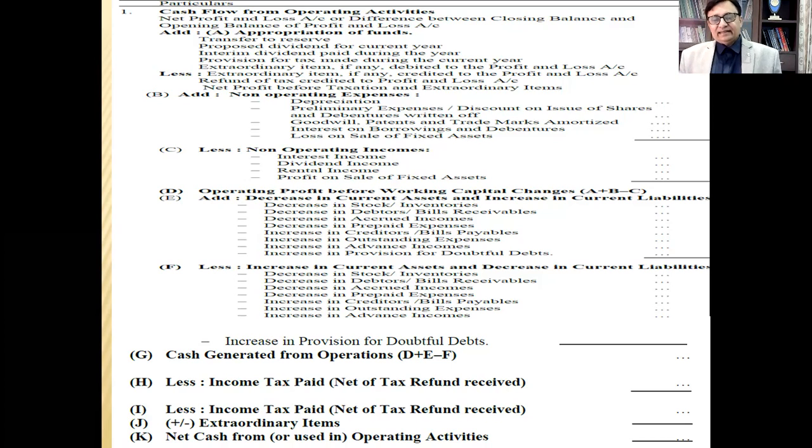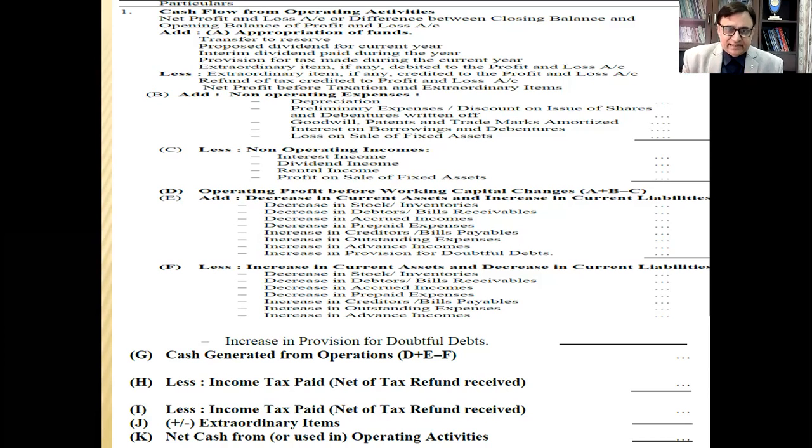Now while getting this net profit, we have debited so many items which are non-cash, credited so many items which are non-cash, or debited so many items which are non-operating in nature. Similarly, we credited so many incomes which are non-operating in nature. We also have to make adjustments regarding working capital changes, that is increase in current assets, decrease in current assets, increase in current liabilities, decrease in current liabilities. After making these adjustments, we will arrive at the figure of cash from operations.